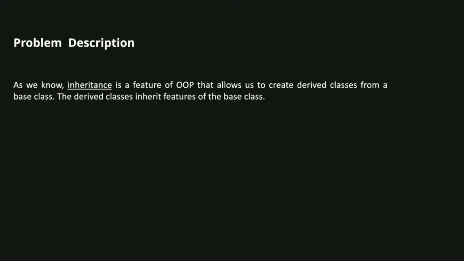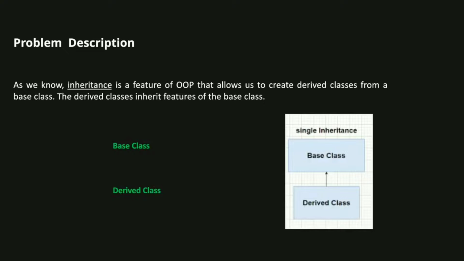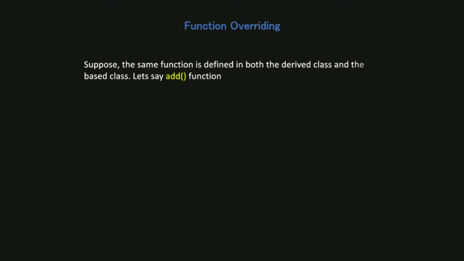So now let's discuss the problem. As we know, inheritance is a feature of OOP, object oriented programming, that allows us to create a derived class from the base class. That means the derived class inherits the features of the base class. We will be able to use the features available in the base class in the derived class, or the child class that we have made. Here we can see the base class and the derived class. This is the inheritance concept. If you haven't watched this video, I will give the link down in the description or in the I button. You can check it out there.